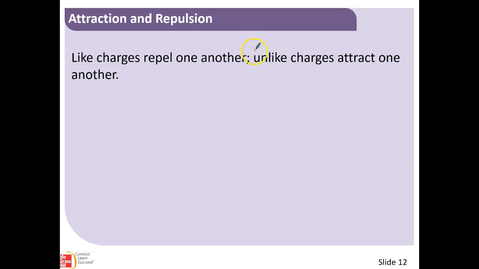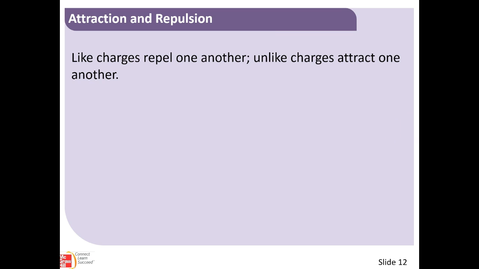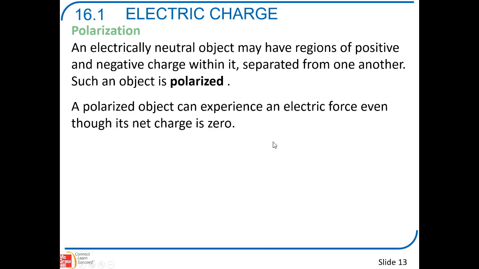Here's another really important statement: attraction and repulsion. You know that like charges repel each other. If I have 2 positive charges, they will push against each other and want to move away from each other. If I have 2 negative charges, they will do the same thing, they will want to repel and get away from each other. But if I have a positive and a negative charge, they love to come in towards each other. So like charges repel, unlike charges attract. Electric charge, we're going to talk a little bit about polarization.